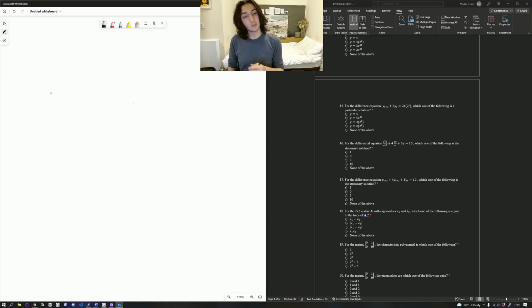We now have a 2x2 matrix with eigenvalues lambda 1 and lambda 2. Which one of the following is equal to the trace of A? Okay. So if you guys remember what trace is, it's going to be the sum of the diagonals in a matrix. So I believe the answer for this is A.